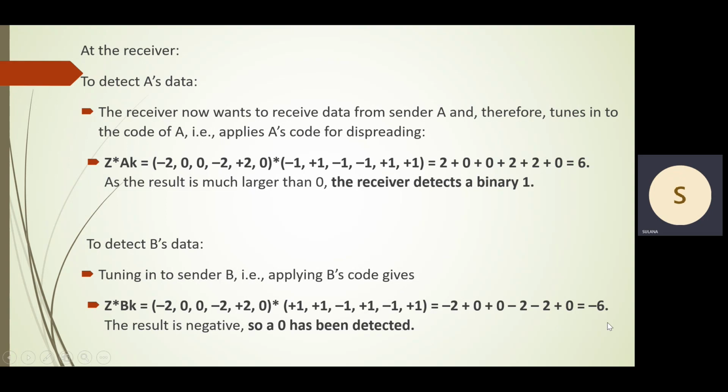So this is how the receiver has successfully detected that A transmitted a 1 and B transmitted a 0. This process can be done for more than 2 users also, with the same scheme where each user is assigned a code and every pair of codes needs to be orthogonal.